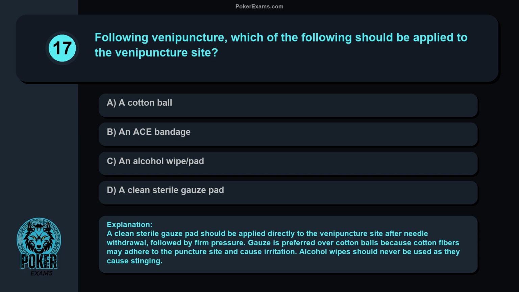A clean sterile gauze pad should be applied directly to the venipuncture site after needle withdrawal, followed by firm pressure. Gauze is preferred over cotton balls because cotton fibers may adhere to the puncture site and cause irritation. Alcohol wipes should never be used as they cause stinging.